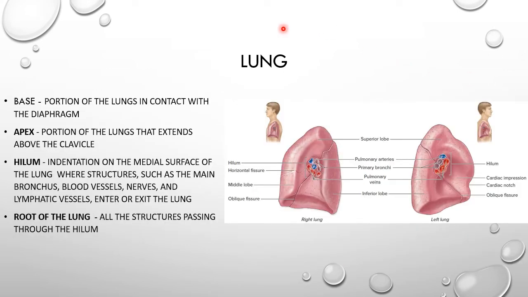Okay, now let's go to the lung. So, remember, our bronchi will still divide, no? They have sub-branches into your bronchioles, okay? And then, you have two lungs, okay? You have one on the right and one on the left, okay? So, when you say base of the lung, this is the portion of the lungs in contact with the diaphragm. So, here. And the apex would be the one that extends above the clavicle.